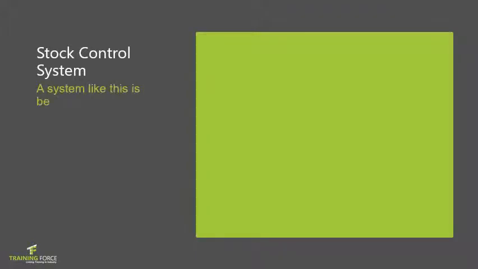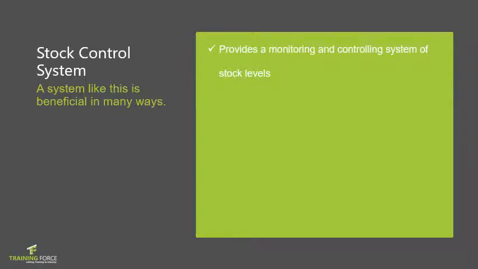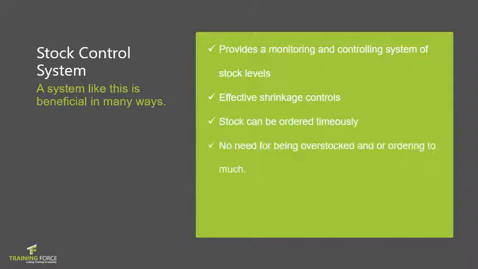Now, you already have a very small but simple system in place. A system like this is beneficial in many ways. It provides a monitoring and controlling system of stock levels and effective shrinkage controls. Stock can be ordered timeously. No need for being overstocked and or ordering too much. The consumption of employees can be monitored and controlled.